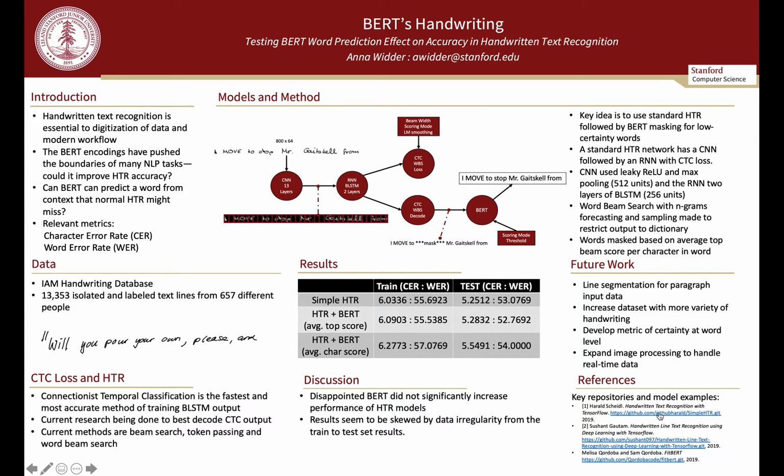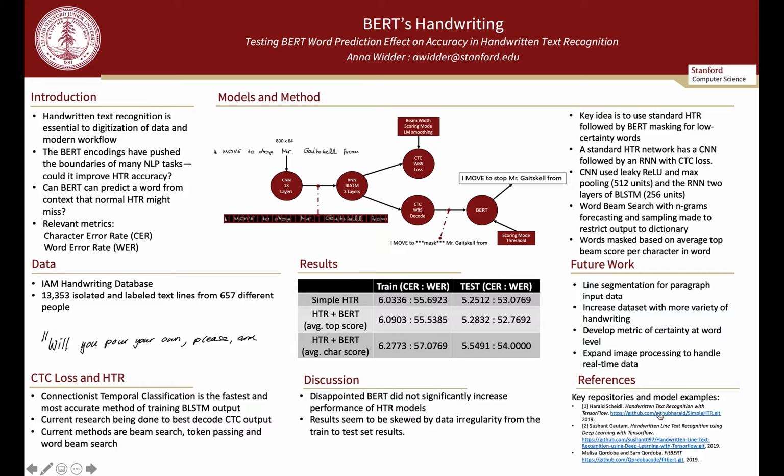Once I had a method for telling which words were uncertain, based on how good a beam score they had gotten, I would mask off that word and ask BERT to predict what that word should be based on my dictionary. Unfortunately, I did not find that BERT improved this model at all. It had only a 0.3% improvement with top beam score averaging, and I didn't really find any improvement to the actual model that BERT would give us.